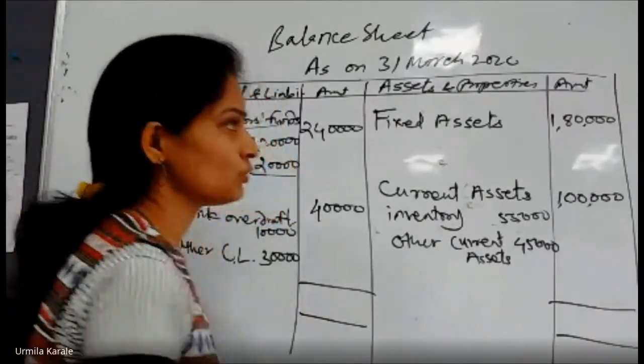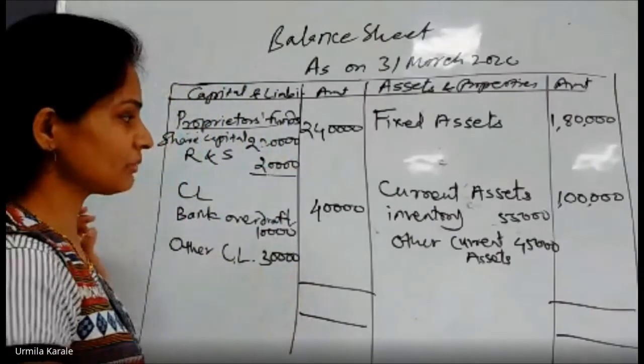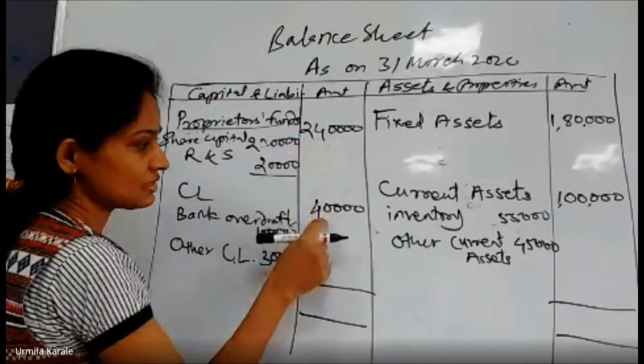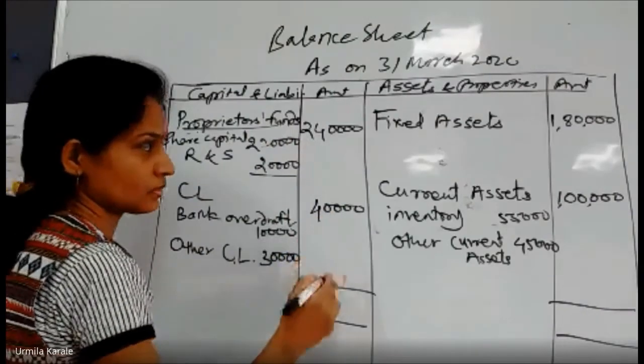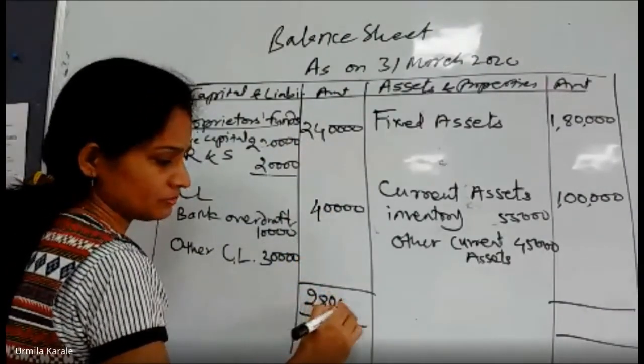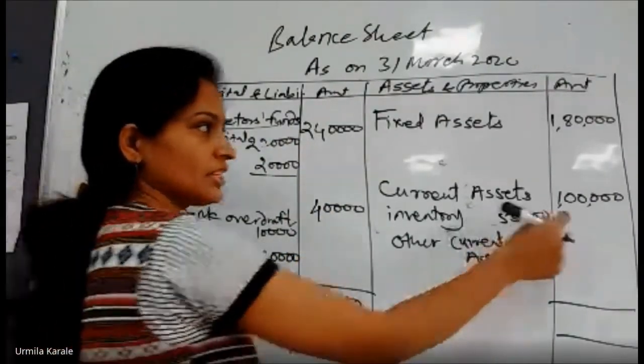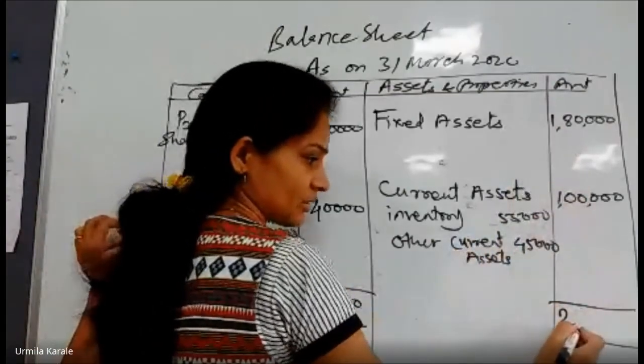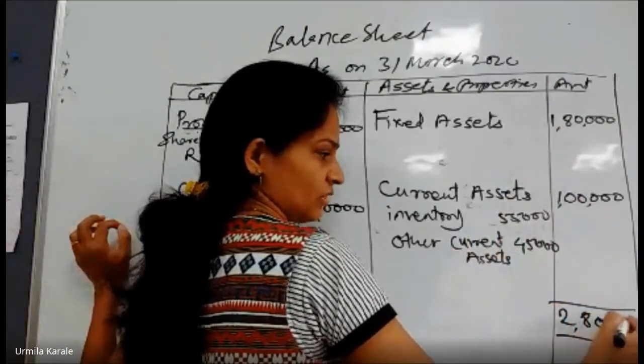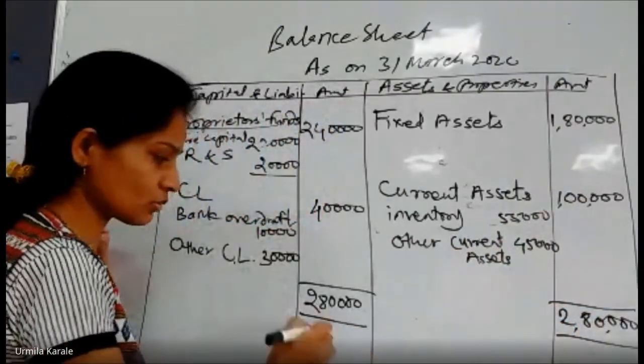Now if you try and balance this, if it is the same then that is okay. This plus this, 2,80,000 total. This plus this, 2,80,000 total. If this matches, then you have solved it correctly.